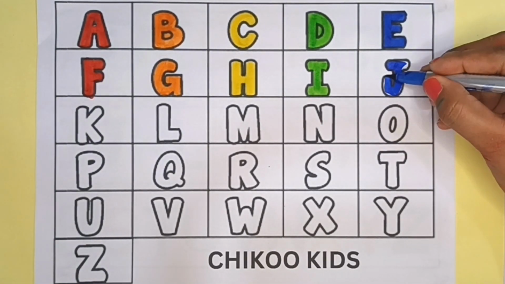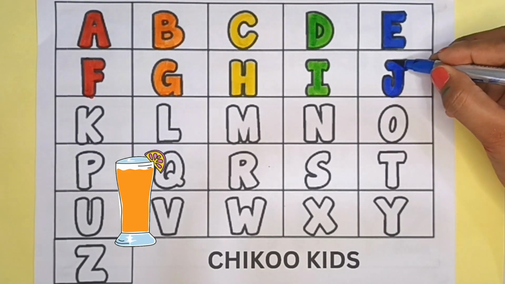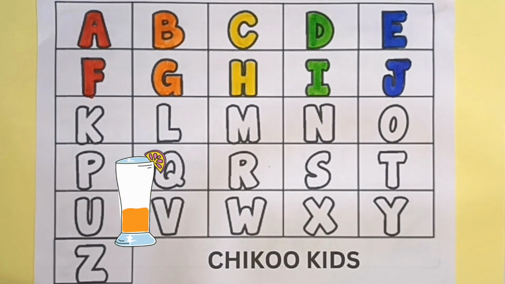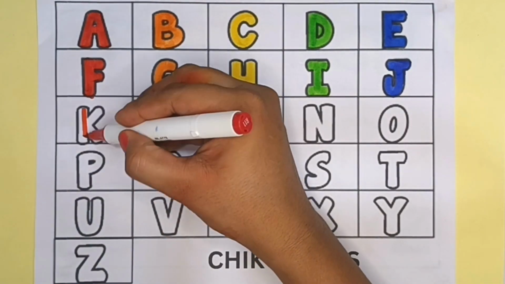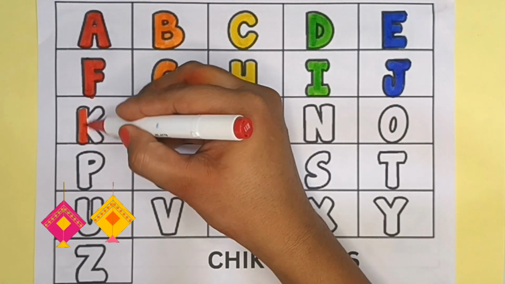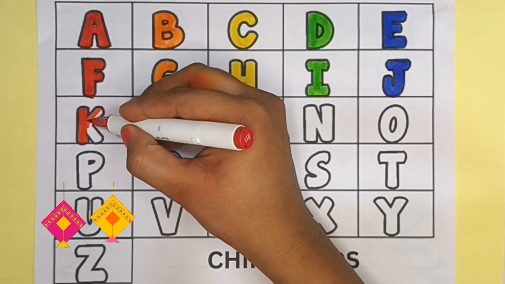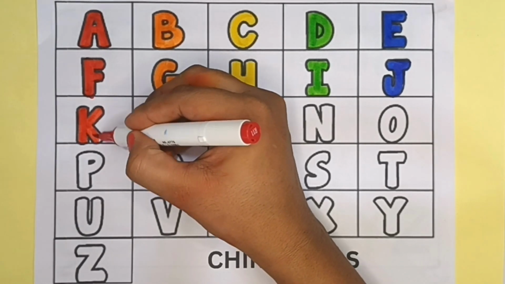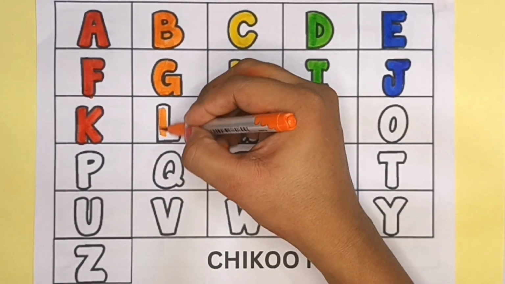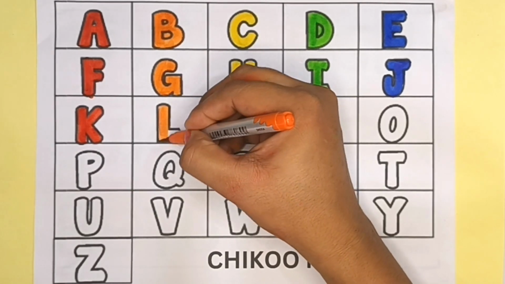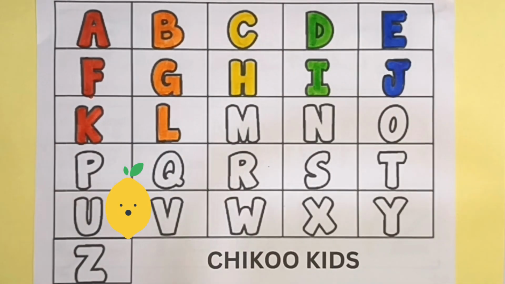J for juice, blue color. K for kite, red color. L for lemon, orange color.